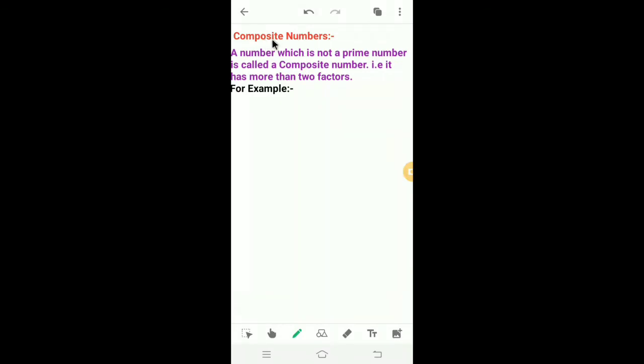Let's learn definition of composite numbers. A number which is not a prime number is called a composite number. That is, it has more than two factors. If a number has more than two factors, then we can say the number is composite number. For example, 4, then 8, 9, then 10, then 12, then 14, then 15.